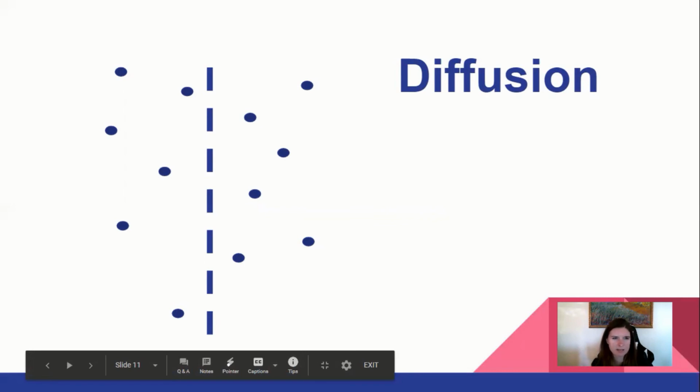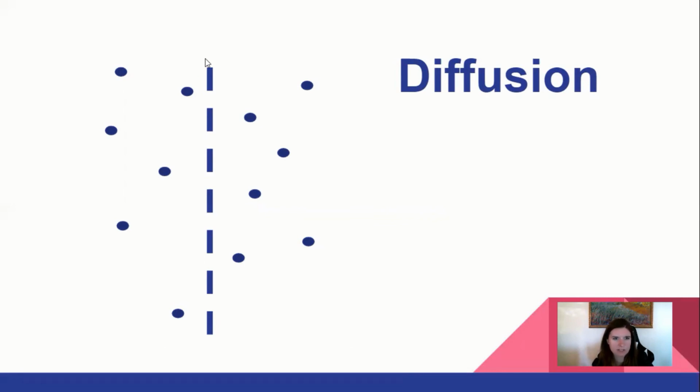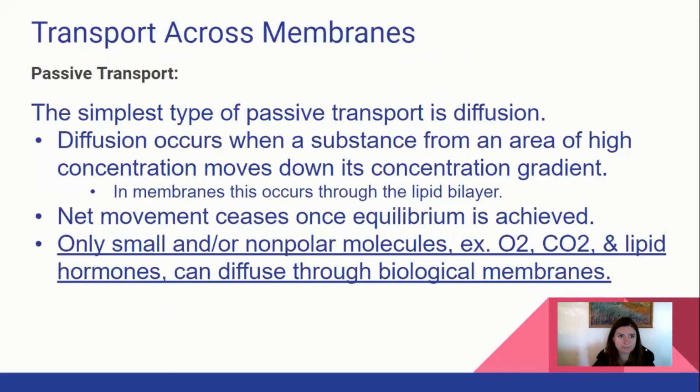So think of them as oxygen, for example, and this is your membrane. Oxygen can get across, these dots can get across. They just spread out evenly. We call that diffusion. And that's a natural process. It's like a law of the universe. Diffusion is going to be our first and easiest type of passive transport.